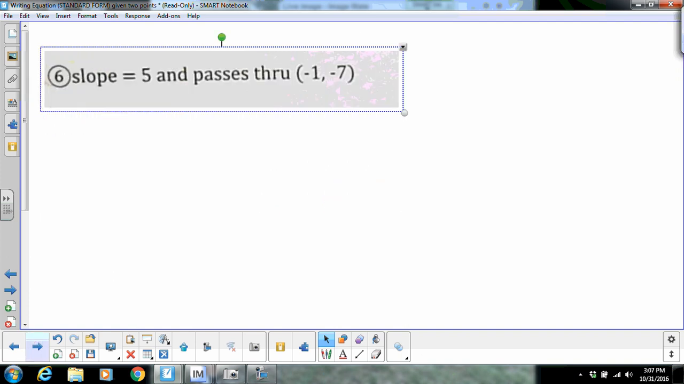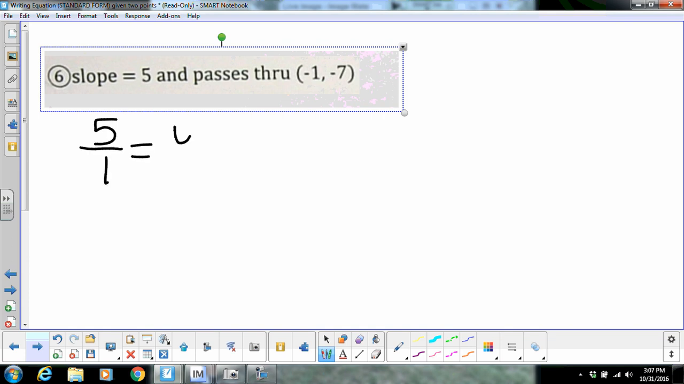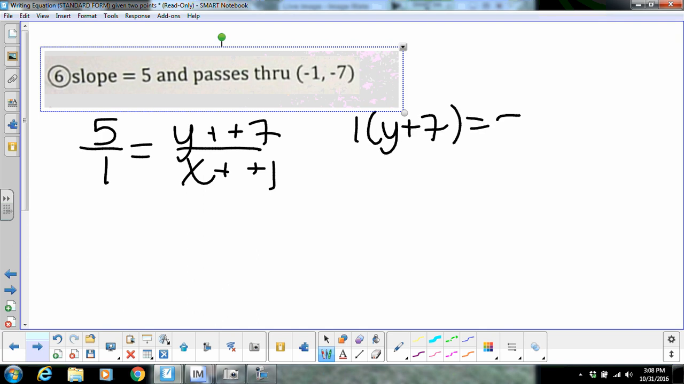All right, now number 6, 7, 8, 9, and 10 are all given slope and a point. Okay, so remember, we start that with our slope and a point process where we have to cross multiply. So when I cross multiply, it's going to be 1 times y plus 7 and 5 times x plus 1. So we distribute.